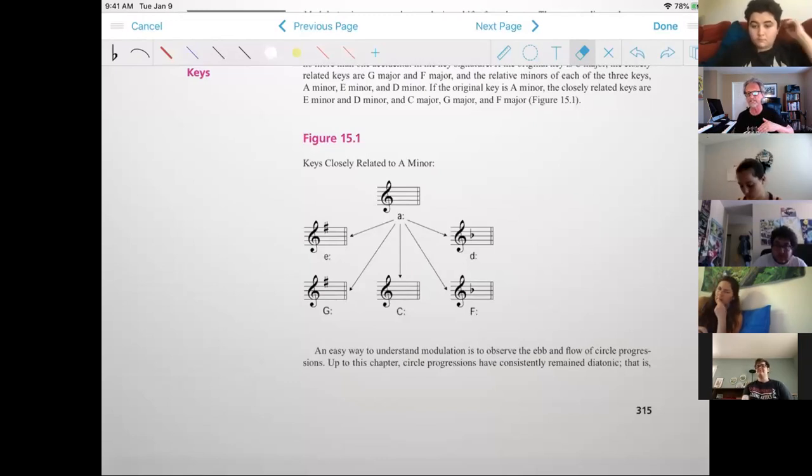C to the key of E minor, which also has 1 sharp in it too. You see what I mean? And then I could also go to D minor, because that's the relative minor of F.